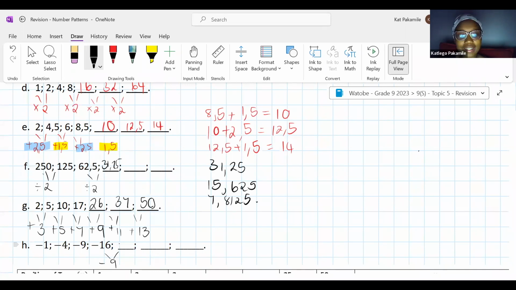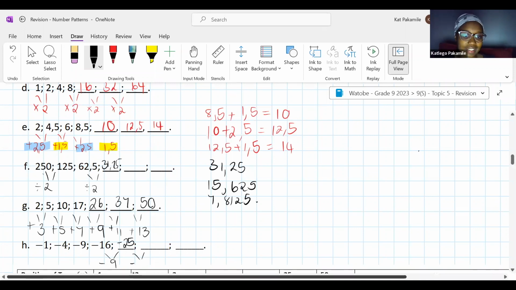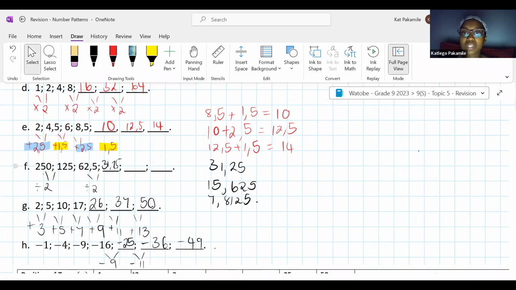Yes. So you see both patterns. Yes, ma'am. And then after subtracting 9, we're gonna subtract 11, and you're gonna get negative 36. Here we go, negative 36. And the last one is gonna be negative 49. Thank you, Tammy. Tammy has identified both patterns for us.